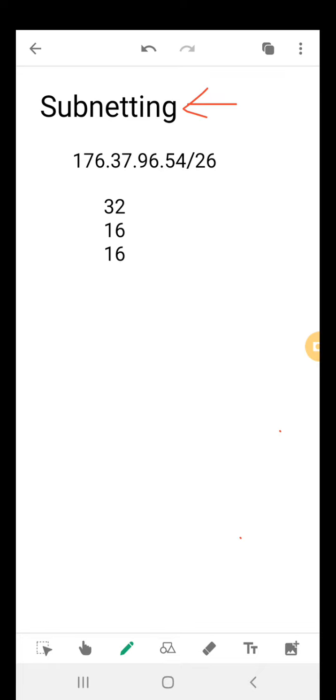Let us say one of the IP addresses of my organization, it can be any IP address from that block, is 176.37.96.54/26. Now from here, let us first find out how many IP addresses my organization currently has. How to calculate it? We just have to use a formula, that is 2^(32 minus 26) for the mask address. So 2^(32 minus 26) is equal to 2^6, which is equal to 64.